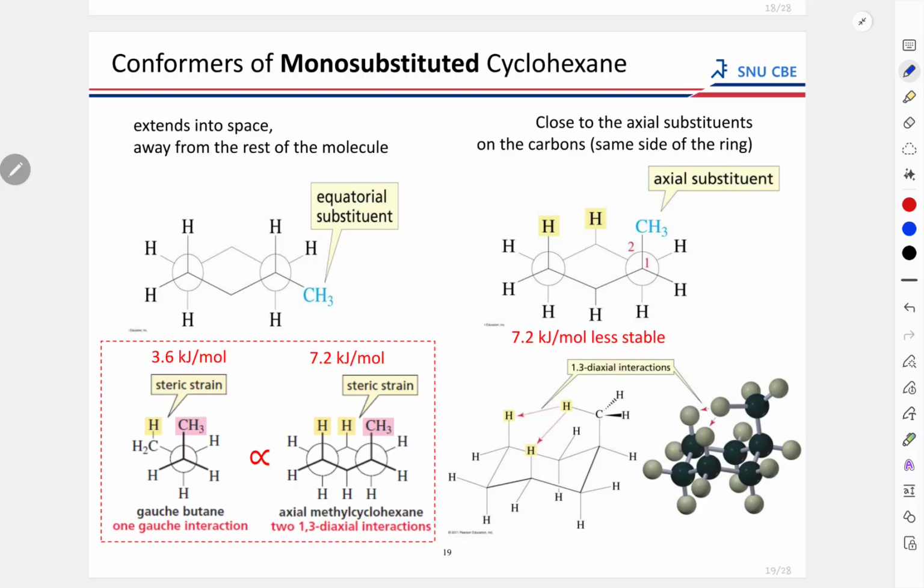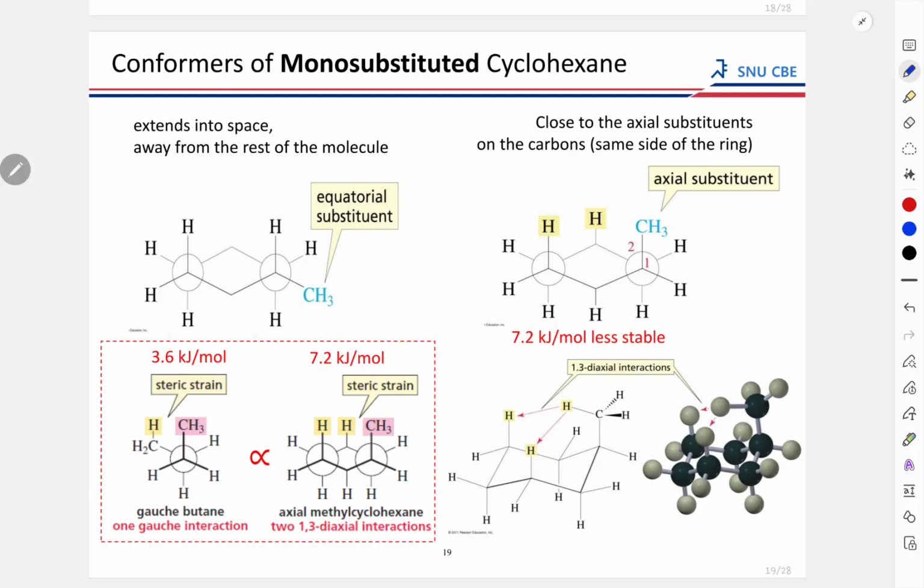When you draw the equatorial methyl, this left-hand side conformer state can be drawn with this Newman projection. And you can perhaps rationalize why this should be the case. Versus on the right-hand side, you are seeing the conformer state having the methyl on the axial side, but this is drawn in the upward direction. So we can compare this to this slide. This methyl extends into the space away from the rest of the molecule, right? There is no steric constraint.